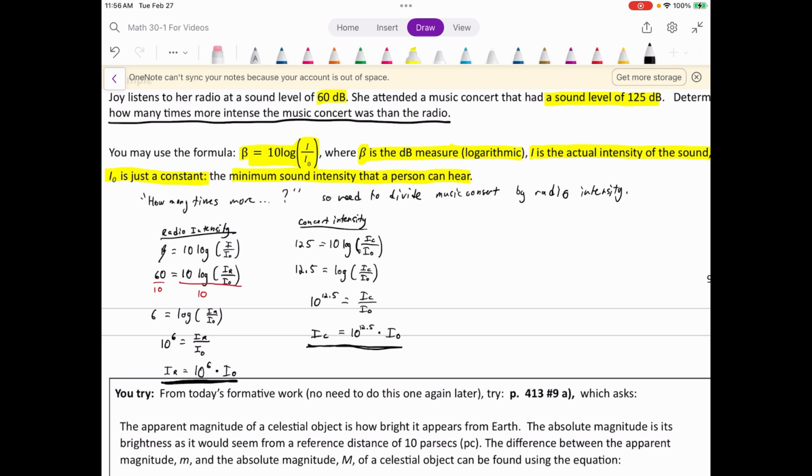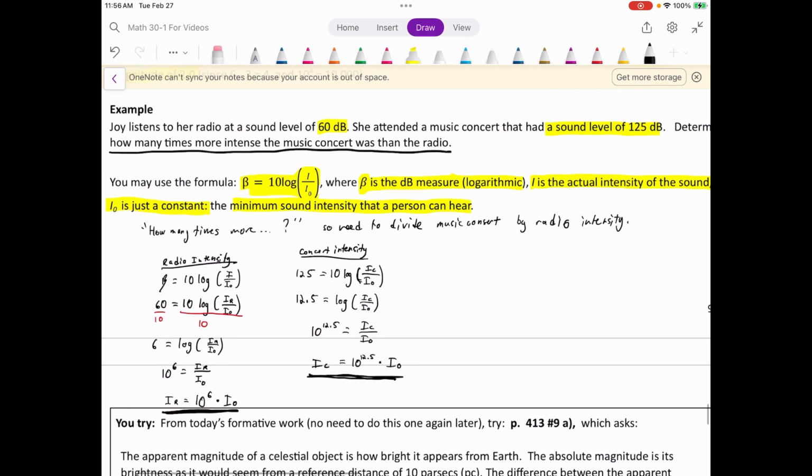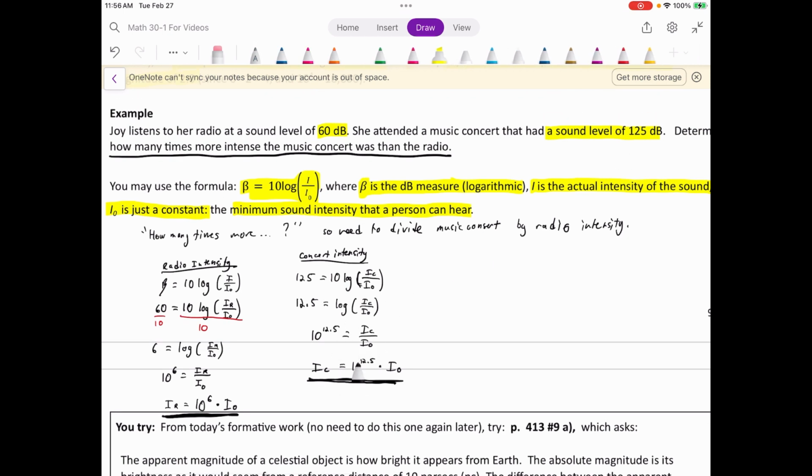And if we look here, this is actually looking pretty good because remember, we're going to divide this by this. So the fact that we don't know this actually doesn't end up mattering, right? It's going to cancel out, which makes sense because we were just looking for how many times greater this was than this. That constant isn't going to change how many times greater it is. It's going to change the actual measurement of it, sure, but it's not going to change how many times greater the concert is than the radio, okay?